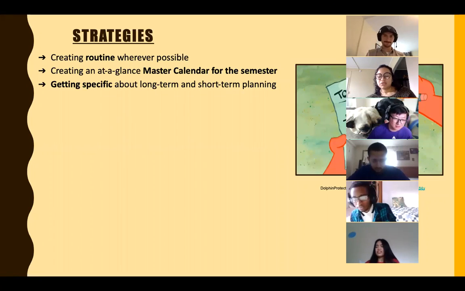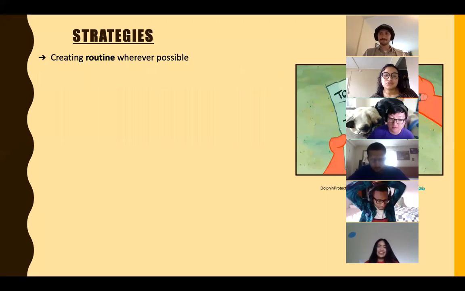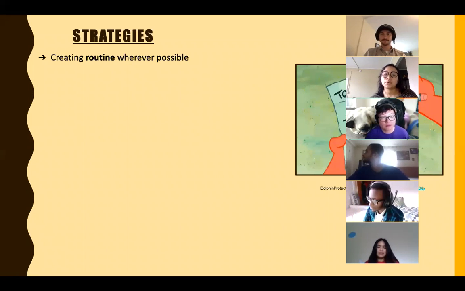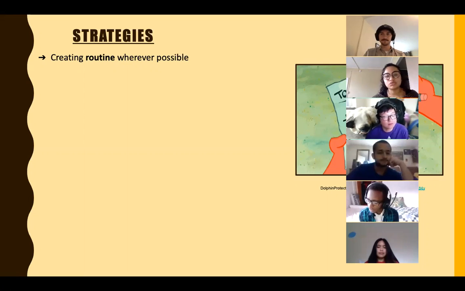So here are some strategies. The first is to create a routine whenever possible. Determine a time that's realistic for you to wake up, to eat breakfast, lunch, and dinner, and when it works to do house chores and homework.